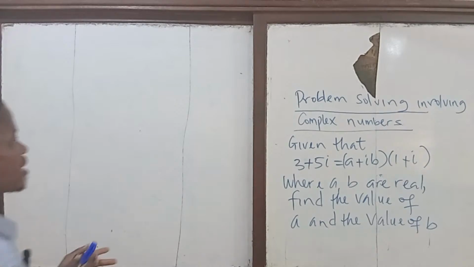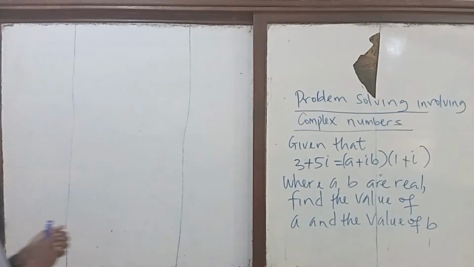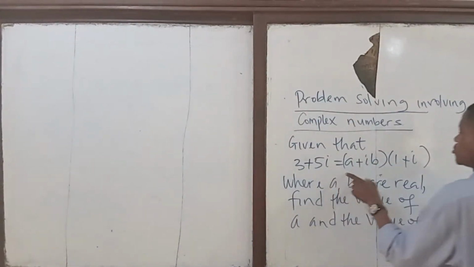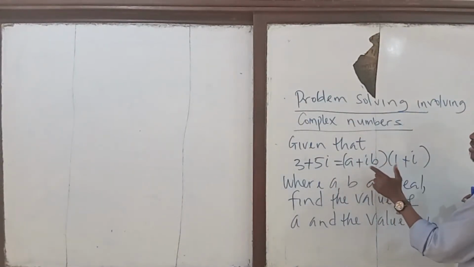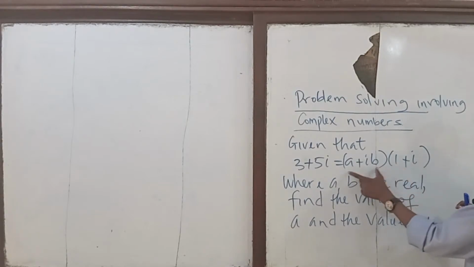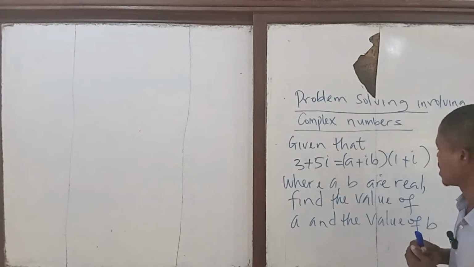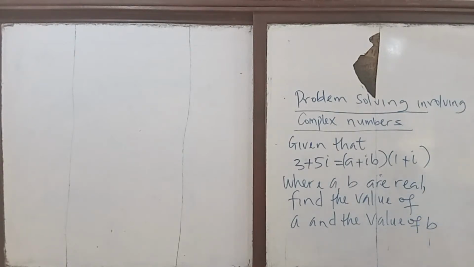Problem solving involving complex numbers. Given that 3 plus 5i equals (a plus ib)(1 plus i), where a and b are real, find the values of a and b.